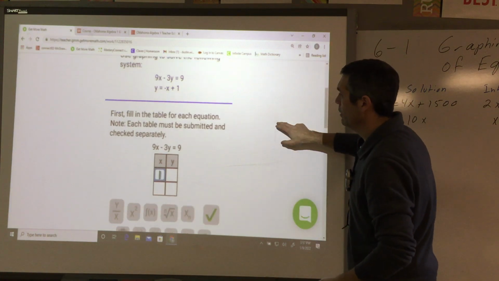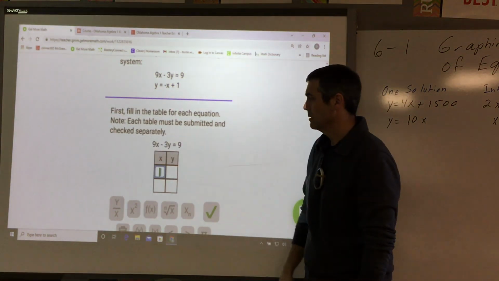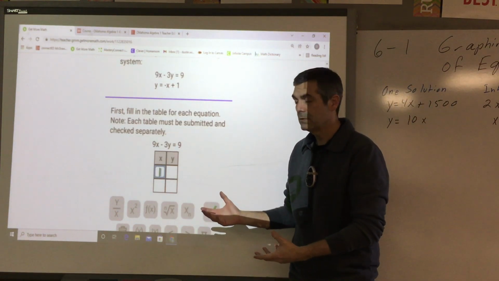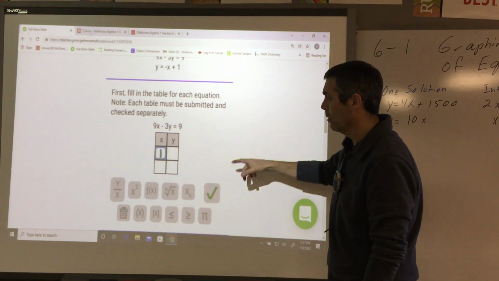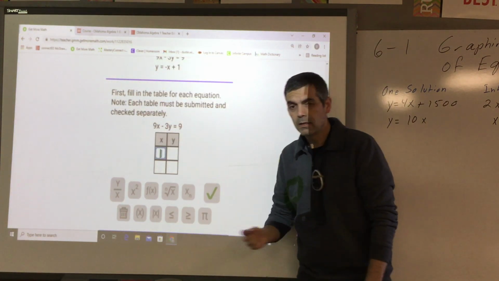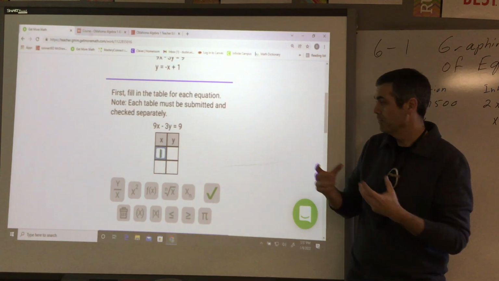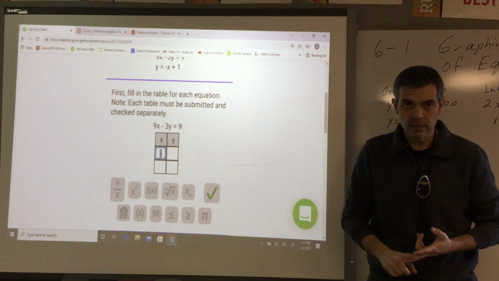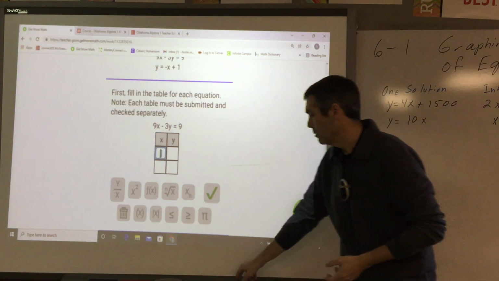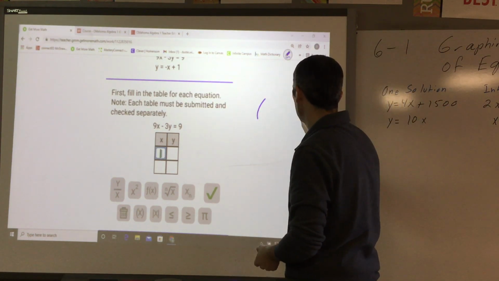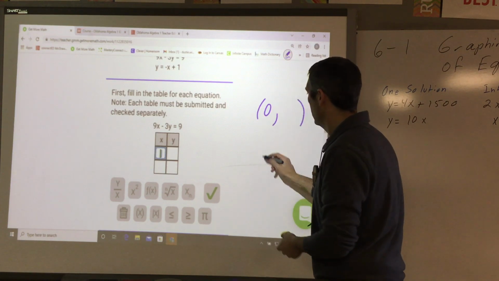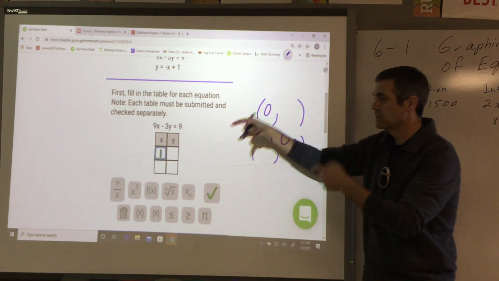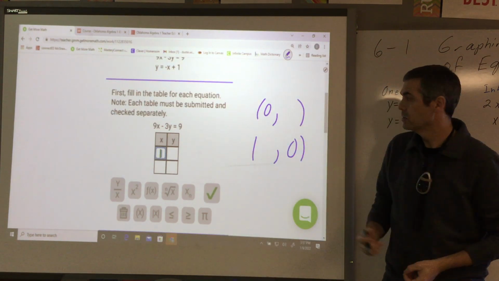Well, no problem. First, fill in the table for each equation. So we're going to set up t-charts. We've done this before; we know how to set up t-charts. If it's in standard form, 9x minus 3y equals 9, the easiest way to get a couple of points so that you can graph it is to use your x and y intercepts. So that's what we're going to use: 0 comma blank, and blank comma 0, and we're going to substitute these in to solve.